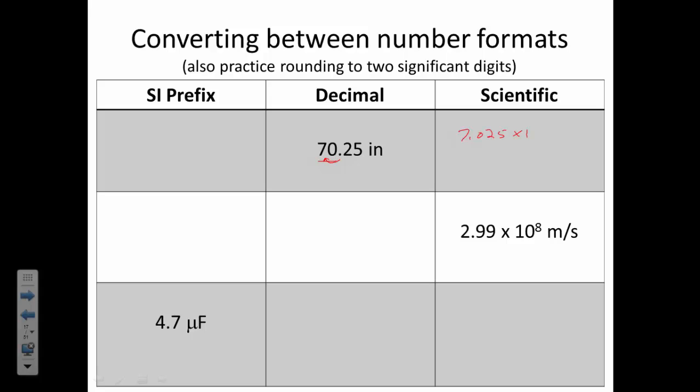times 10 to the what? Well, we moved it over 1 spot. So it's going to be 1. But is this 70? Is that a big number or a small number? Well, we're talking big or small compared to 1 to 9. This is bigger, so it's going to be +1 for our exponent.